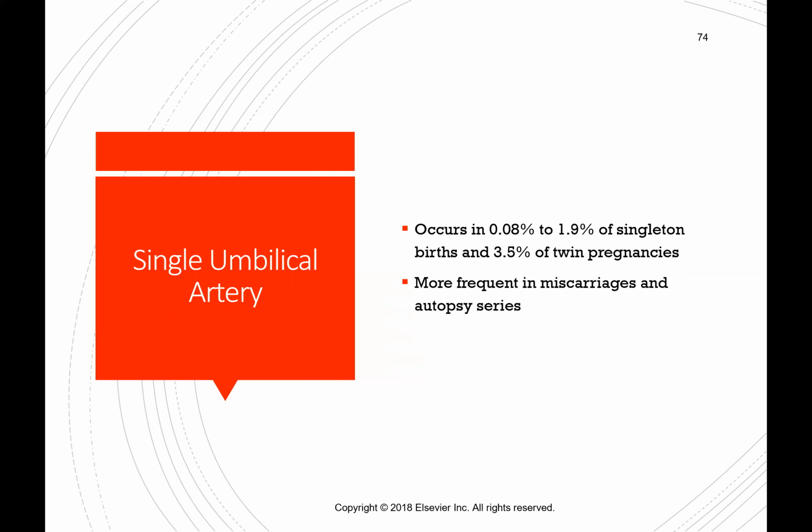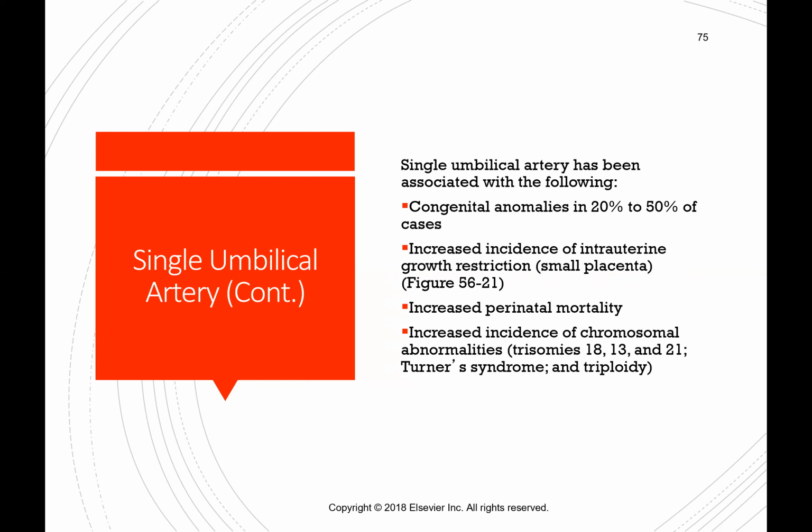So a single umbilical artery. We've talked about the 3-vessel cord a lot, but what if the baby has a 2-vessel cord? Well, it happens quite a bit. I'm seeing a lot of 2-vessel cords. It occurs in about, I feel like more than 2% of single births, but maybe it's because we scan so many babies, or 3.5% of twin pregnancies, and they're more frequent in miscarriages and autopsy series. So the single umbilical artery has been associated with congenital anomalies in 20 to 50%. So if you see a 2-vessel cord, there is a good chance that there could be something else going on.